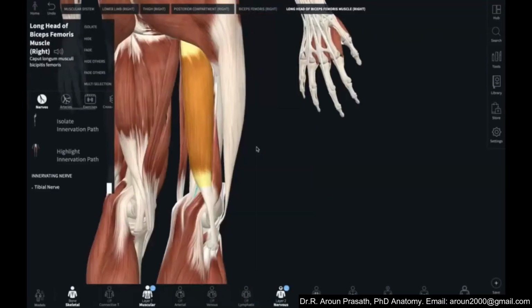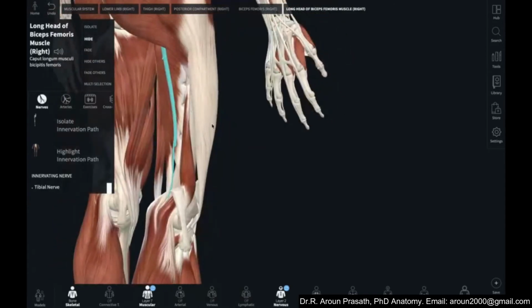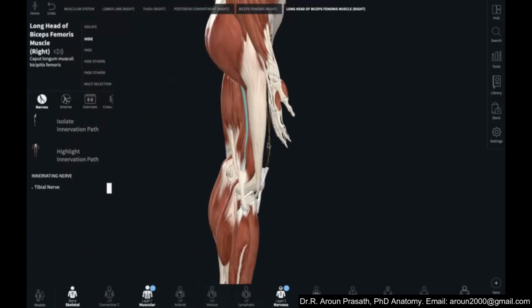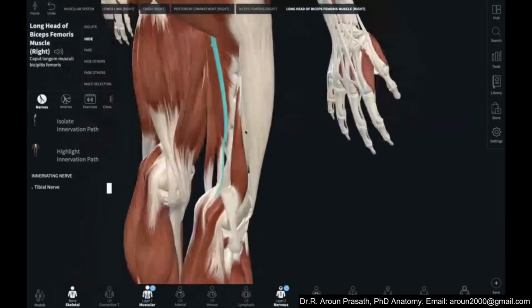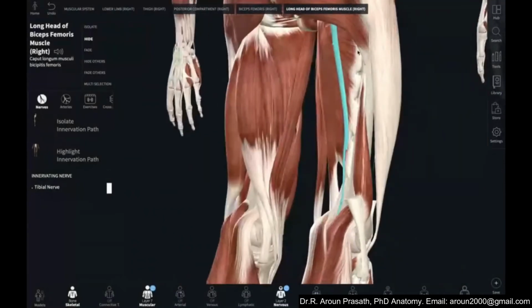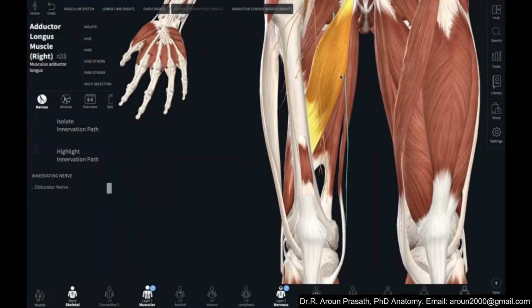Okay, so I will remove this muscle that is present in the posterior aspect of the thigh. So now you know the muscles that extend the knee in the anterior aspect, the muscles that flex the knee in the posterior aspect, and the muscles of the medial aspect of the thigh that are responsible for adduction movement.